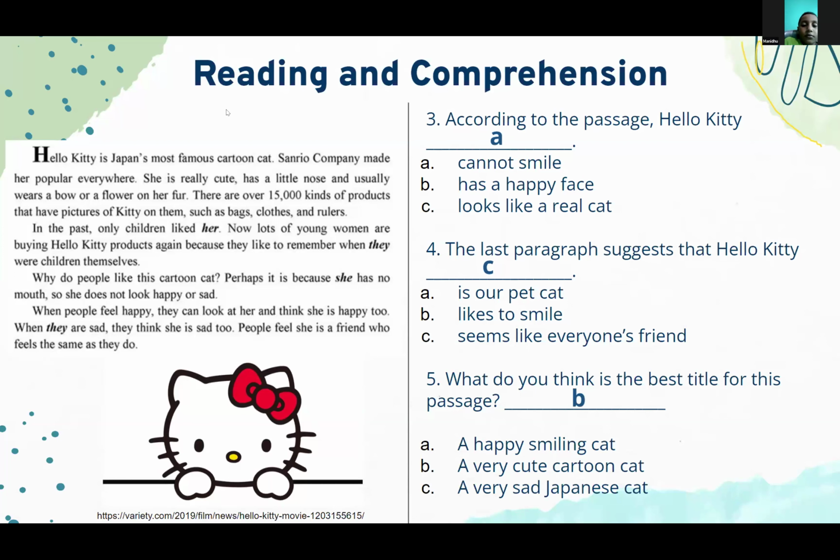Anyone else want to read? If not, we can move on to the next part already. Anyone want to try it? Okay, so we move on.